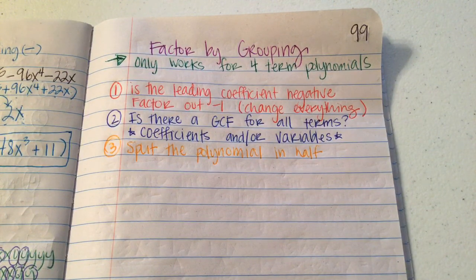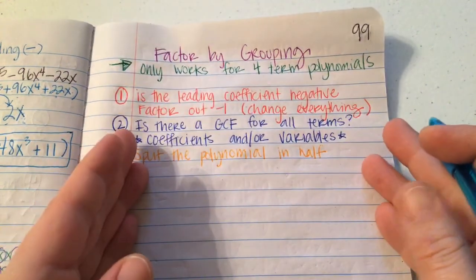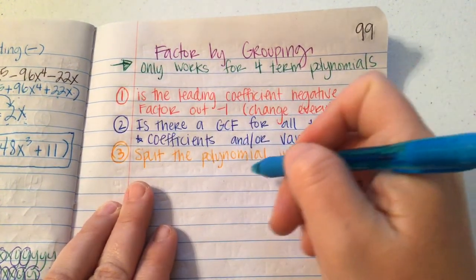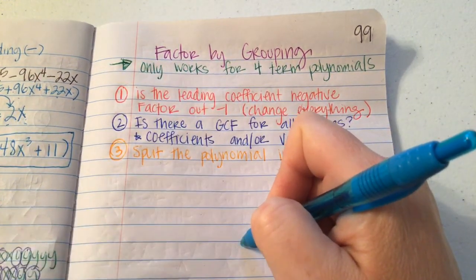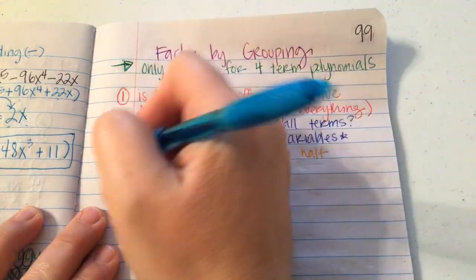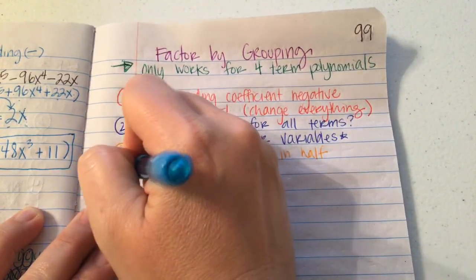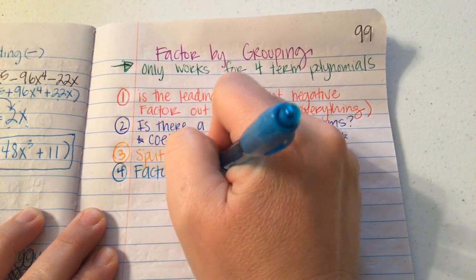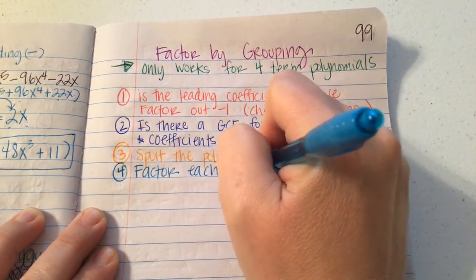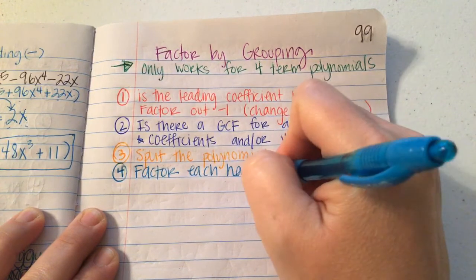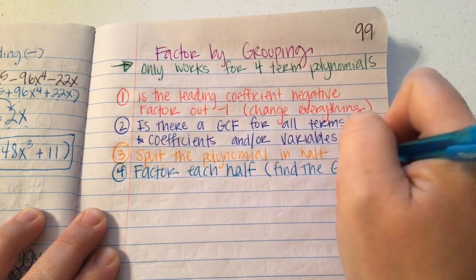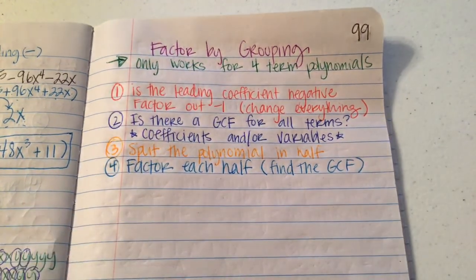So we're going to split it in half. So we have 4 terms, right? And we have now 2 in the front and 2 in the back. I'm going to draw a physical line that splits it in half. And then step 4 is to factor each half, which is find the GCF for each half, right? So we're going to factor each half.